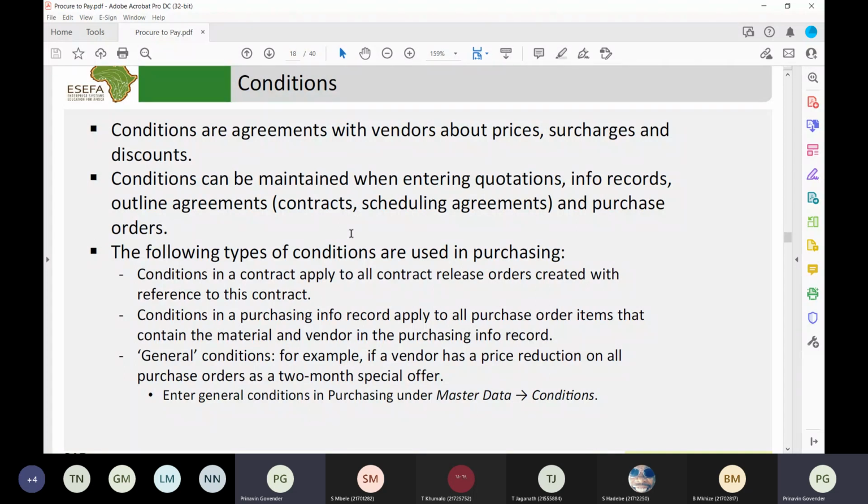Some of the conditions that can be maintained when entering quotations, for example, are in the contracts, the scheduling agreements, and the purchase order. The following types of conditions are used in purchasing. Conditions in a contract apply to all contract release orders created with reference to that contract. Conditions in a purchasing information record apply to all purchase items that contain the material and vendor in the purchasing information record. The general conditions, if a vendor has a price reduction on all purchase orders as a 2-month special offer. That's what I said. If within 2 months you make a payment or you buy a certain amount, you will get a price reduction.